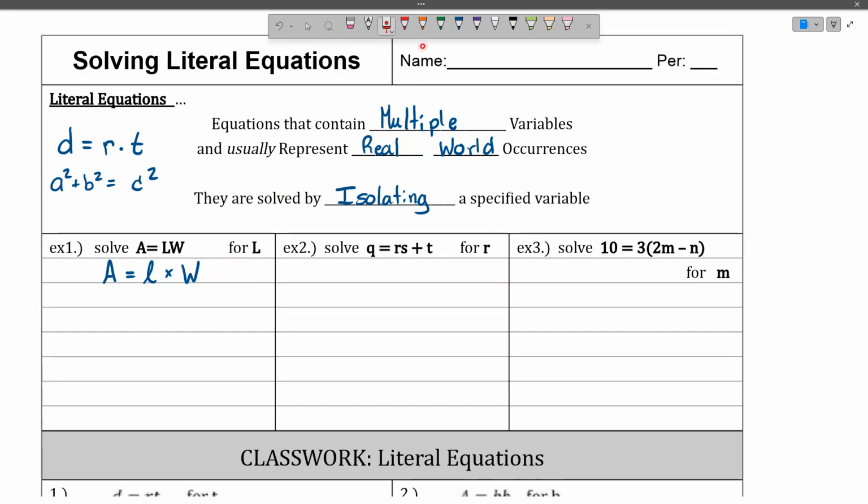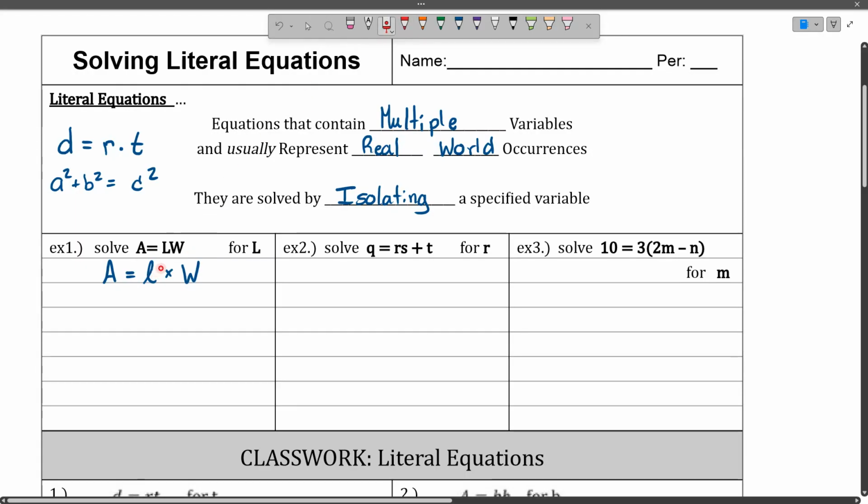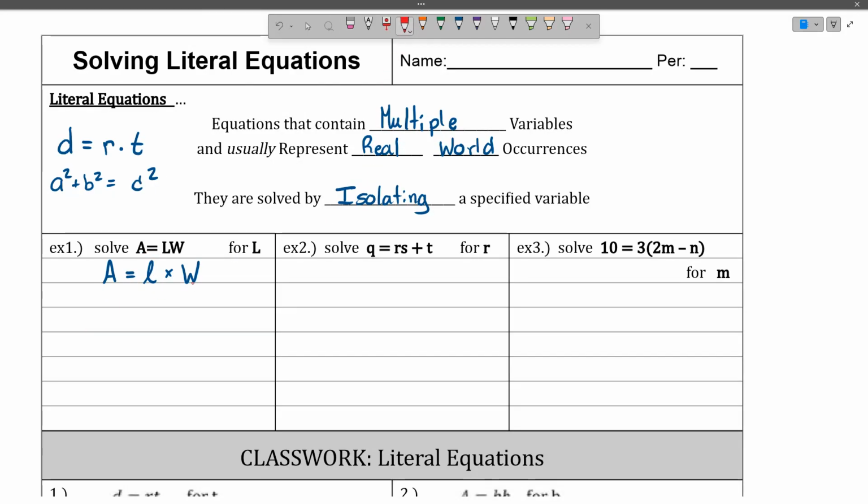So let's do this. To isolate a variable, we've been doing this all semester so far, it's just undoing the unwanted term. And to undo an unwanted term, we just use the opposite operation. In this case, I want L alone, so I need to undo times W. So how do I undo times W? That's right, we divide. The opposite of times is division. So we would divide both sides by W. They would cancel out on the right-hand side, and I would be left with A over W, area divided by width, is equal to length.